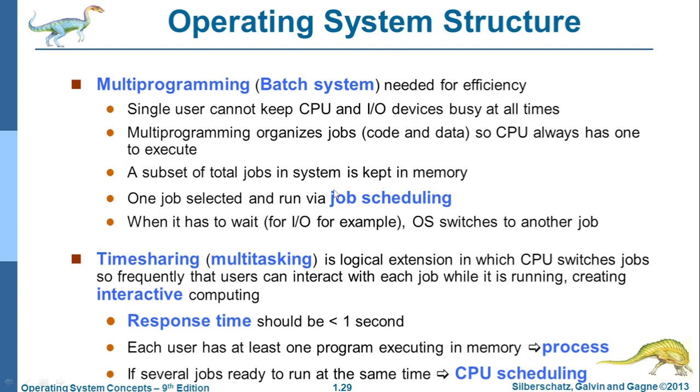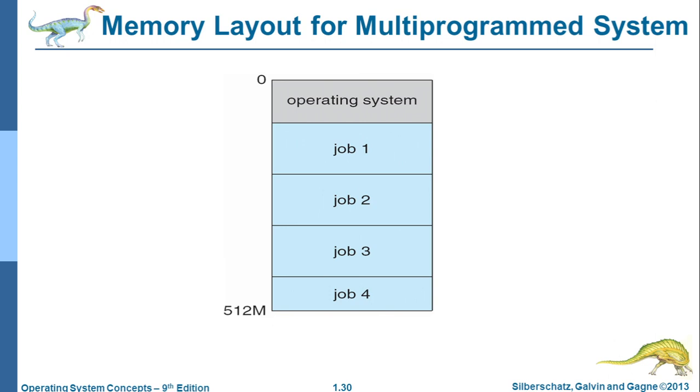And there is time sharing or multitasking. Here, the CPU switches jobs so frequently that we see every program running simultaneously. This is called time sharing or multitasking.